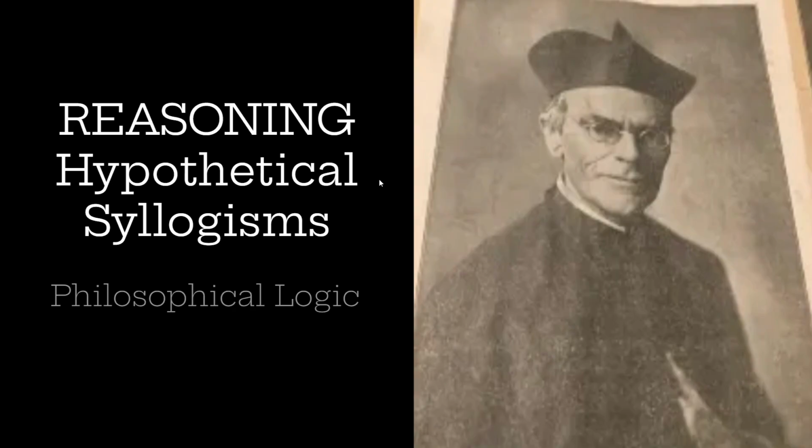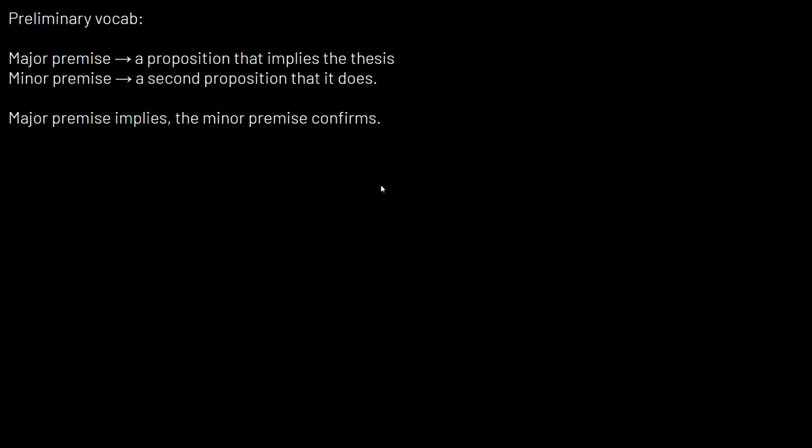Let's get started. Okay, so before we get started into this video, there is some preliminary vocab that you must know. First off is the major premise. A major premise is a proposition that implies the thesis. It's usually the first premise in every syllogism, although the order does not determine whether it's a major or minor, just to note, by the way. And the minor premise is a second proposition that confirms something. So the major implies while the minor confirms.